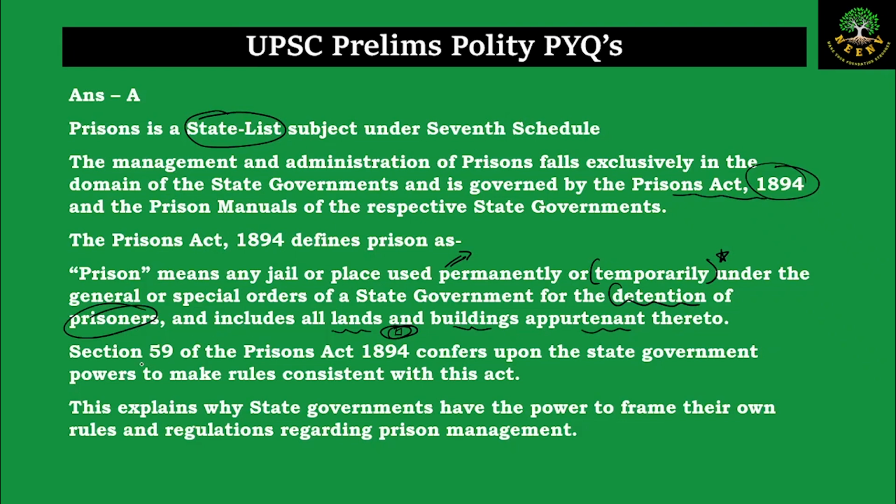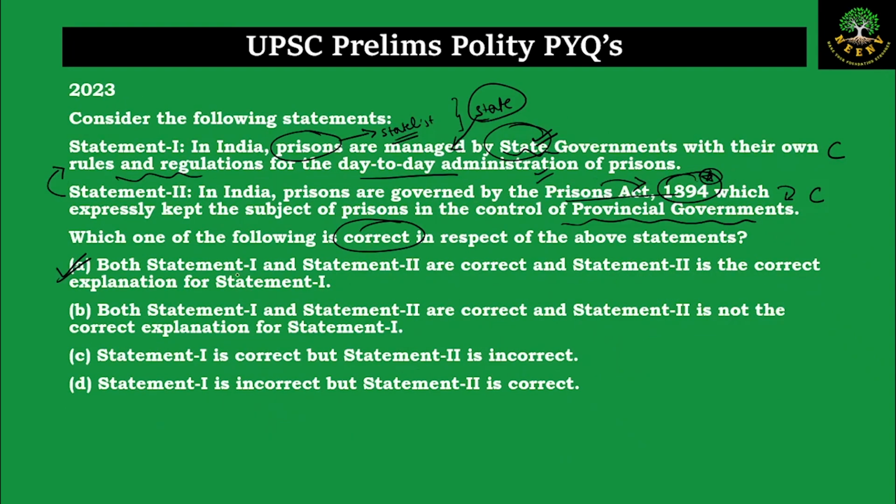Section 59 of this Prisons Act clearly says that the state government has the power to make rules consistent with the act. That is why the state governments have the power to frame the rules and regulations regarding the day-to-day management of the prisons. State governments have their own prison manuals according to which the day-to-day administration is carried on. So statement 2 is the correct reason for statement number 1. So the answer will be A.